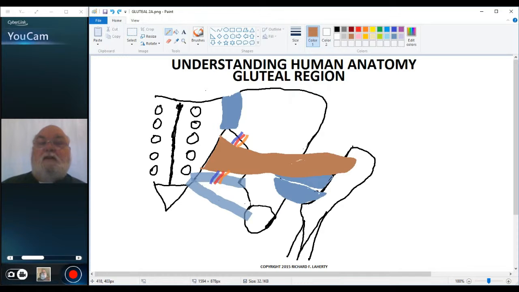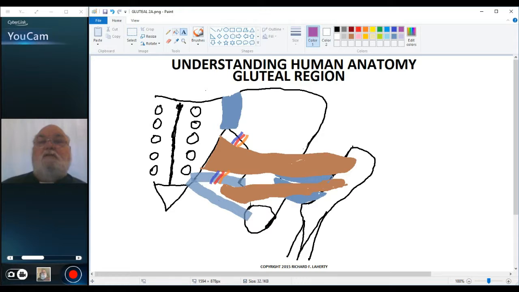This muscle then passes out of the pelvic cavity by passing through the lesser sciatic foramen, and it comes over to insert on the greater trochanter very near the insertion of piriformis. So let me fill in the obturator internus muscle.